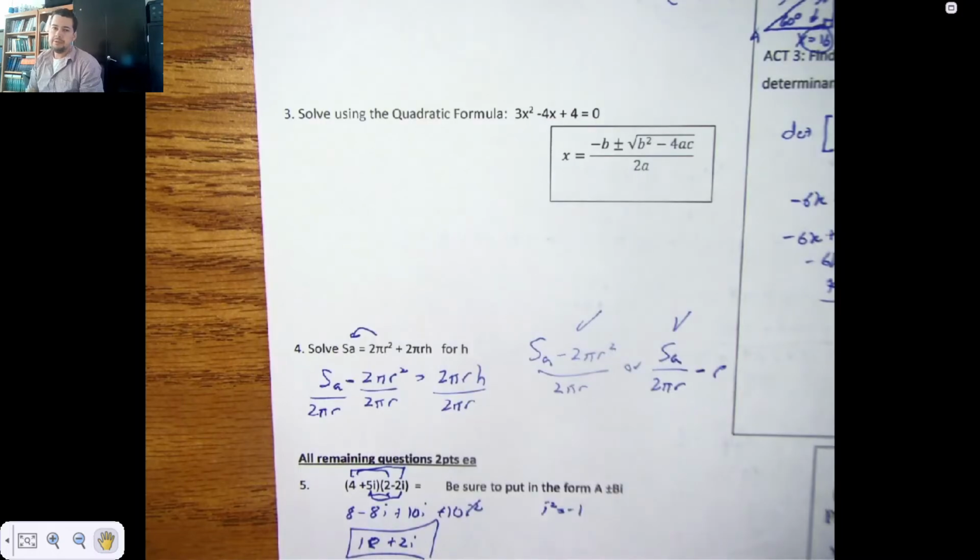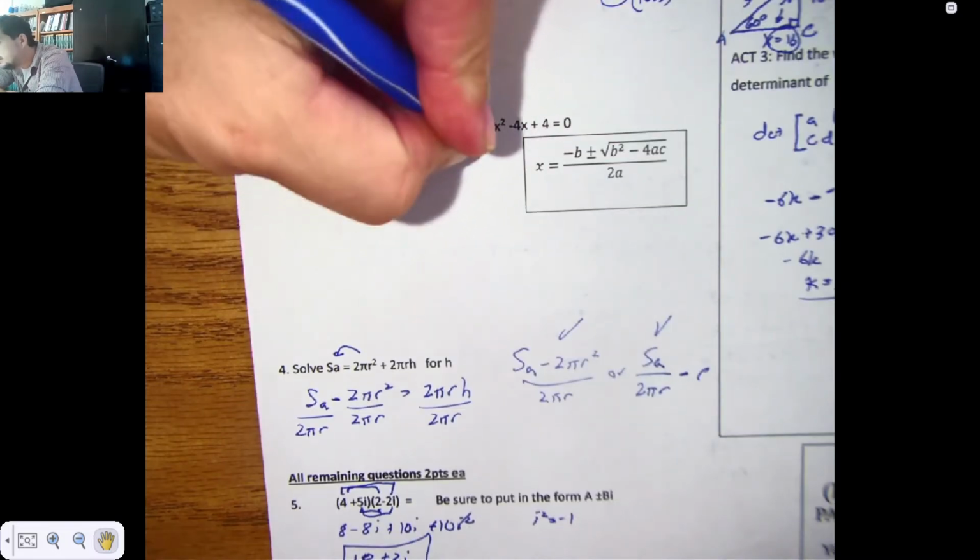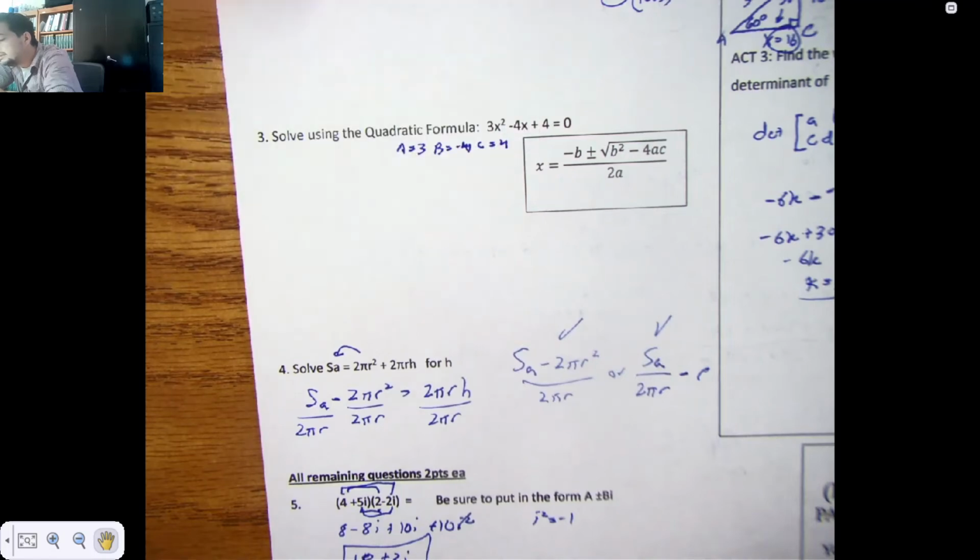Number 3 says solve using the quadratic formula. You're probably going to get imaginary answers. I gave you the quadratic formula. You could try singing it. I would normally sing it for you, but I'm going to lose my breath if I do. So I'm just going to plug some stuff in. A is 3, B is negative 4, and C is a positive 4.